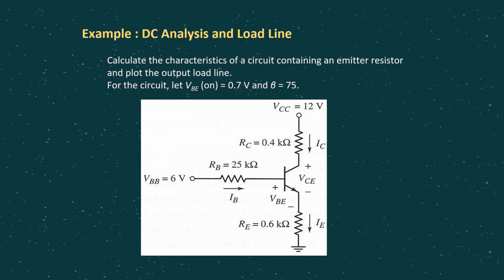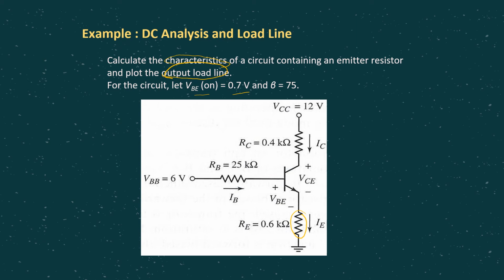Let's have a look at this example. You are supposed to calculate the characteristics of a circuit containing an emitter resistor. Now you see it's a little bit different compared to the previous circuit. And in this case, you are supposed to plot the output load line. Calculate the characteristics of the circuit, meaning you are supposed to calculate all the currents as well as the VCE value. In this case, VBE on is given as 0.7, beta is given as 75, no unit.